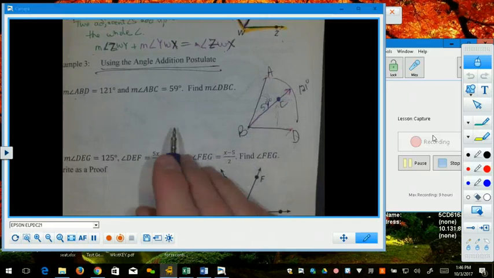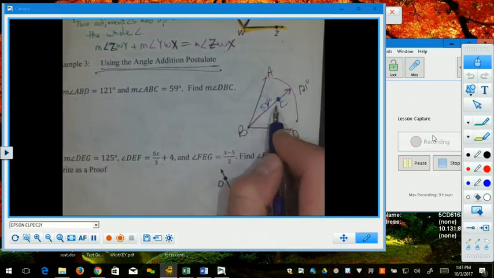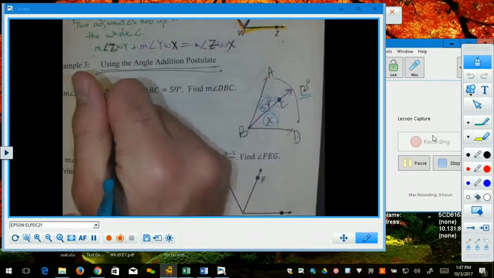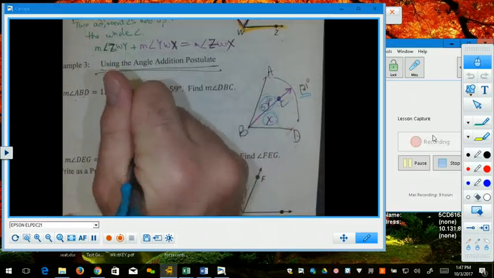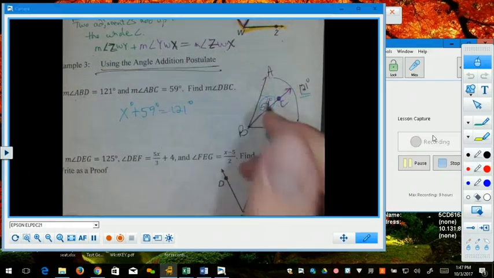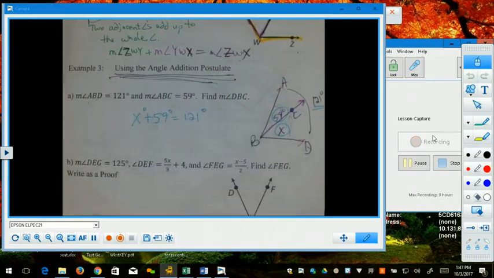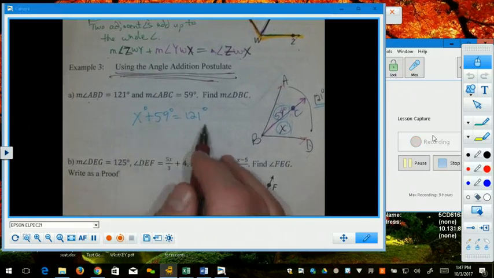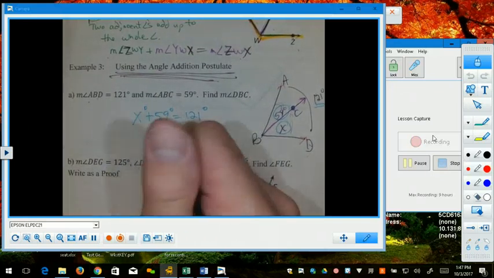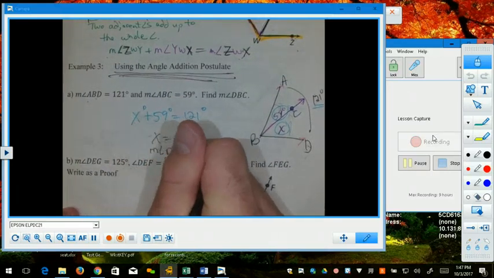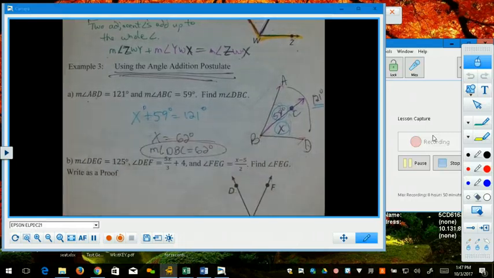What I don't know is the measure of angle DBC, so I'll call that X. Don't call it x if other things have x as a variable, but this one doesn't. So I have this piece and this piece and this whole thing. So x degrees plus 59 degrees equals 121 degrees. Some of you just said, well, let's just subtract. Yes, but we're supposed to set it up using the angle addition postulate. So now I will subtract 121 minus 59 is 62 degrees. So the measure of angle DBC is 62 degrees.